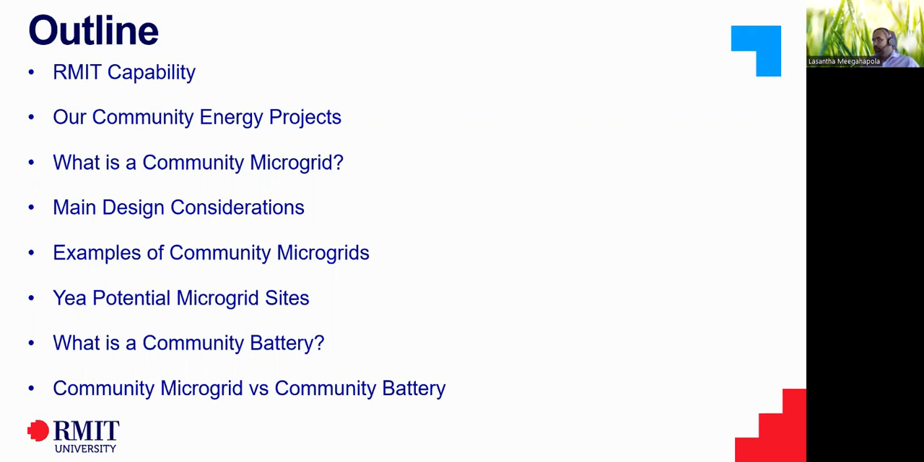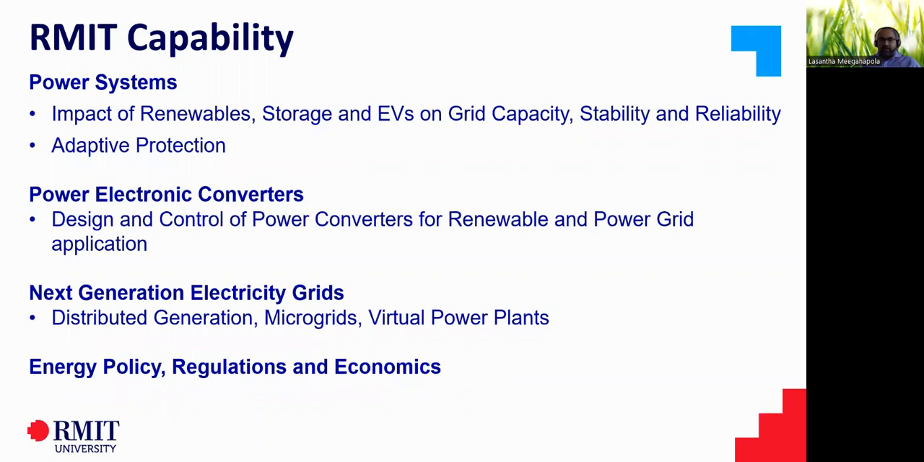So I'm coming from RMIT. We have around 12 academics working in these main areas, starting from power systems, power electronics, and next generation electricity grids, which are the microgrids, battery energy storage solutions, as well as the virtual power plants. And also we have expertise in policy, regulatory, as well as the economic aspects. So we have been doing this research for a while.